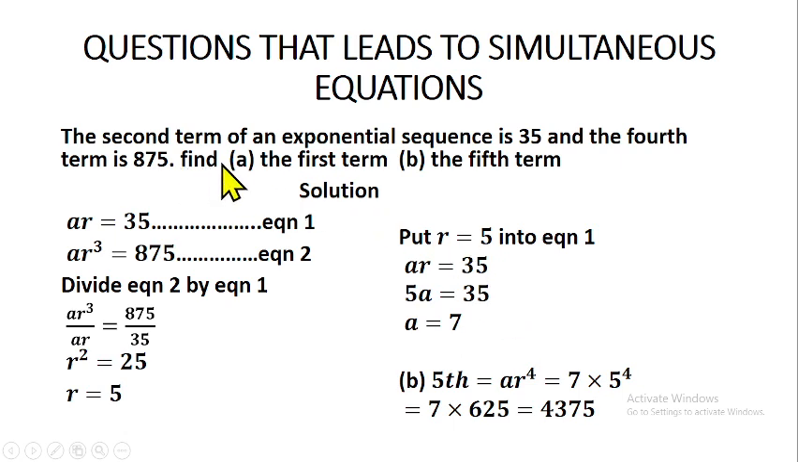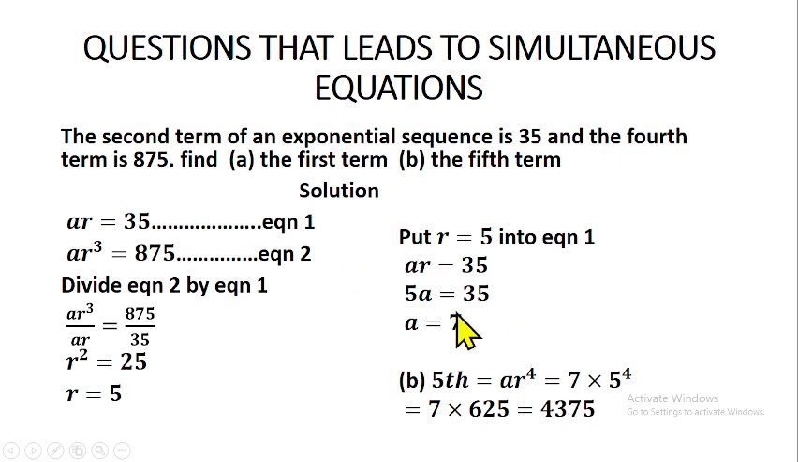We have to find the first term and the fifth term. So we know the first term to be 7. We cannot find the fifth term if we don't know the constant ratio, which we have already gotten. So we can find the fifth term using the formula for the nth term, which is A R raised to power n minus 1. But our n in this case is what? 5. So the fifth term will be A R raised to power 4, which equals our A is 7 times our R is 5 raised to power 4. 5 raised to power 4 is 625. Then times 7 will give us 4,375.